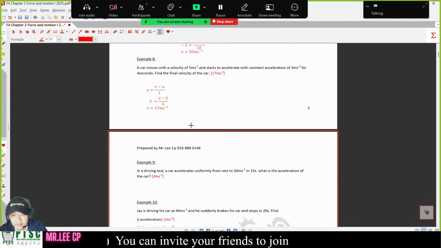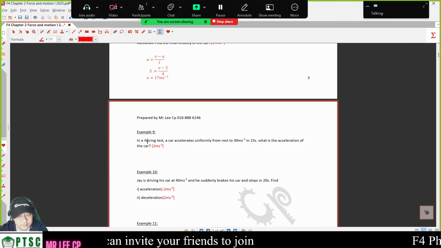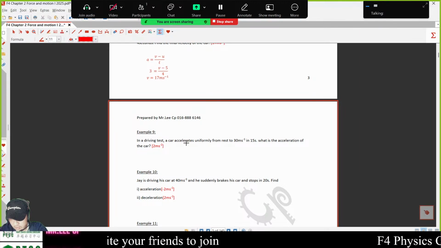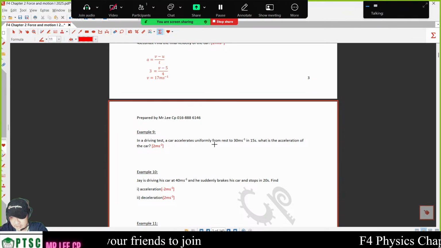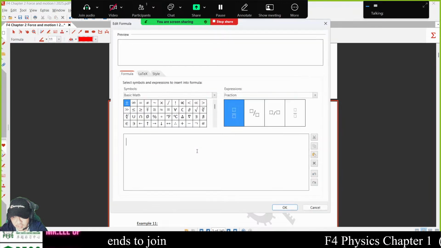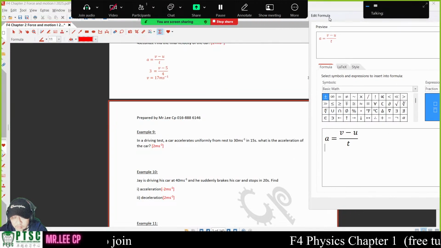Okay. Now we continue. Driving test. In a driving test, a car accelerates uniformly from rest to 30 in 15 seconds. What is the acceleration of the car? So a is equal to v minus u over t.